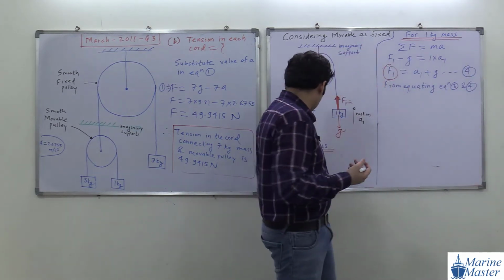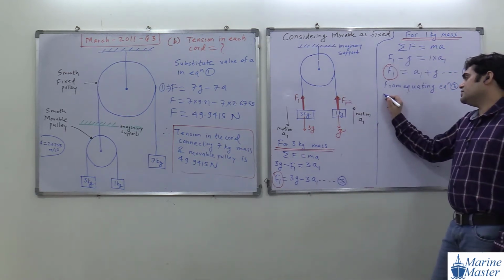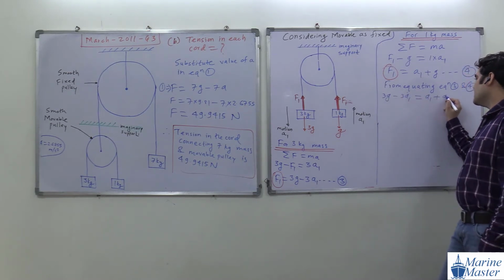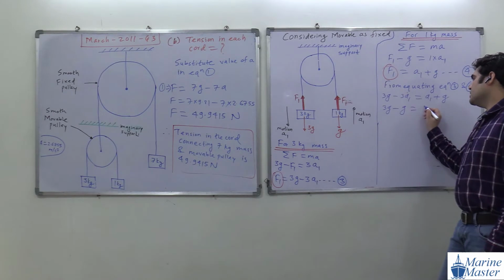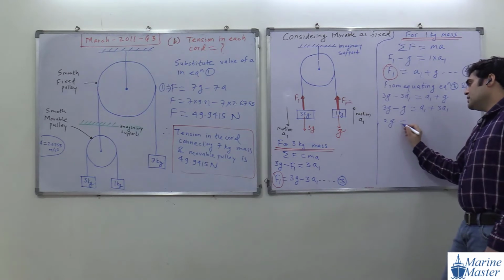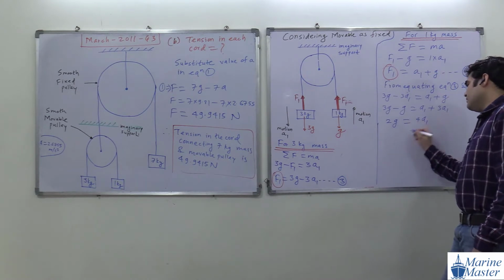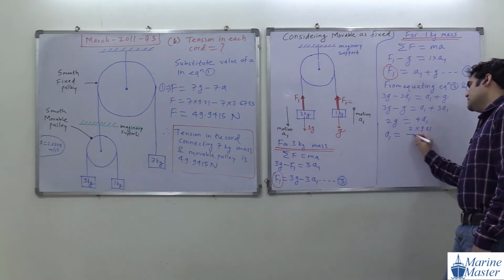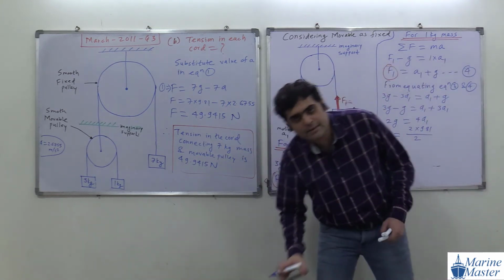What does equation 3 say? 3g minus 3a1 is equal to a1 plus g. So 3g minus g is equal to a1 plus 3a1. This becomes 2g is equal to 4a1. So what will be the value of acceleration? 2 multiplied by 9.81 divided by 4. Everyone do the calculation and tell me the value of acceleration.